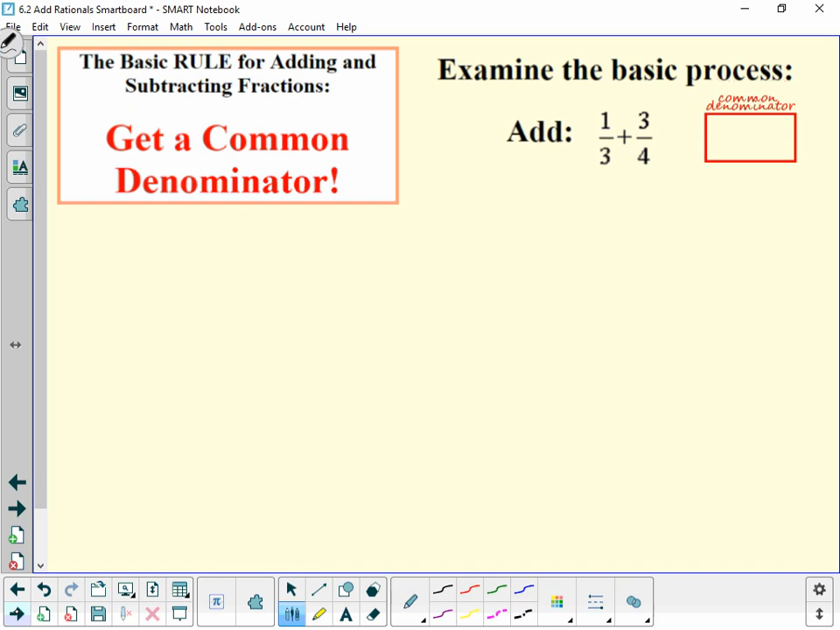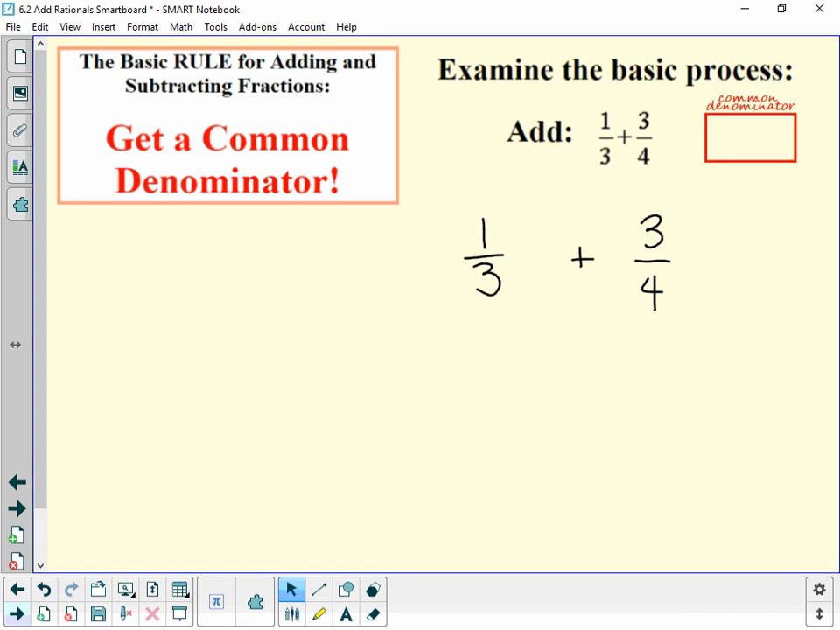We have the fraction 1/3 and we have the fraction 3/4. So we think about what common denominator these two fractions could have, and hopefully you see that that common denominator is going to be 12, because the number 3 and the number 4 are both factors of the number 12. 12 is called their least common multiple. So 1/3 plus 3/4, we need a common denominator of 12.